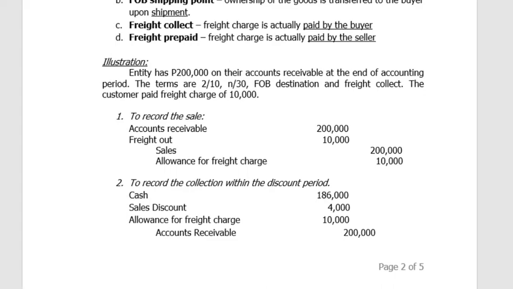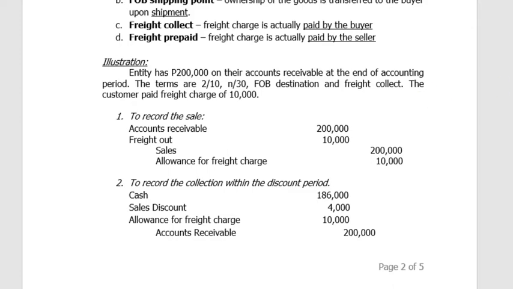And then, the remaining balance will be your cash receipt. So, yun lang yung matatanggap mo. Yung cash is 186,000. Binawas na yung sales discount at binawas na yung shipping fee na binayaran ni buyer. So, debit cash, 186,000. So that's how we recognize under the condition of FOB destination and freight collect.